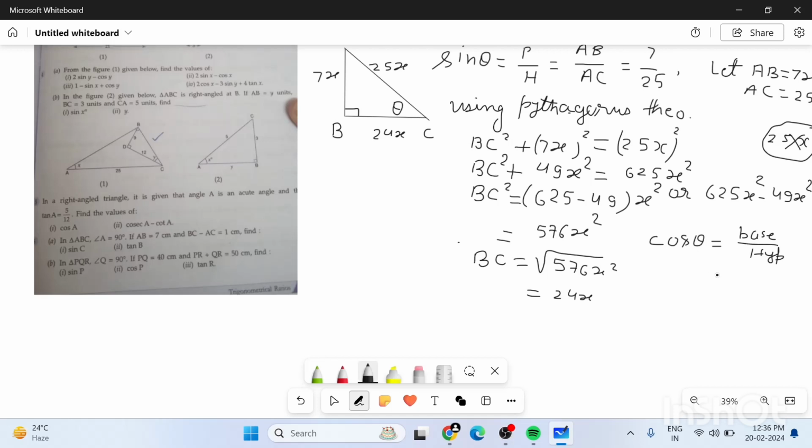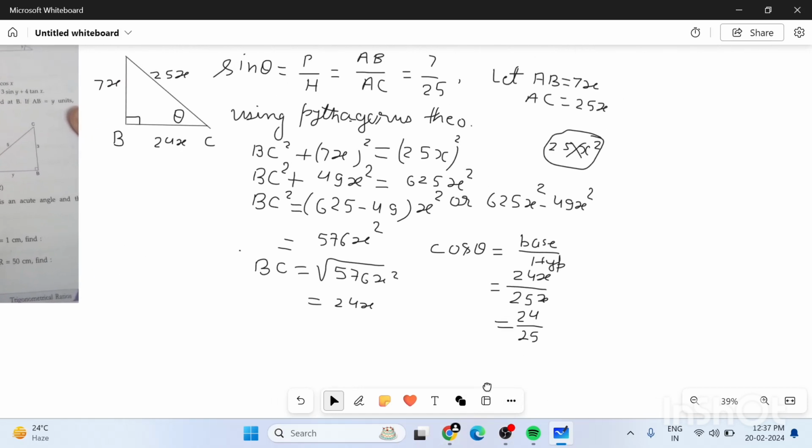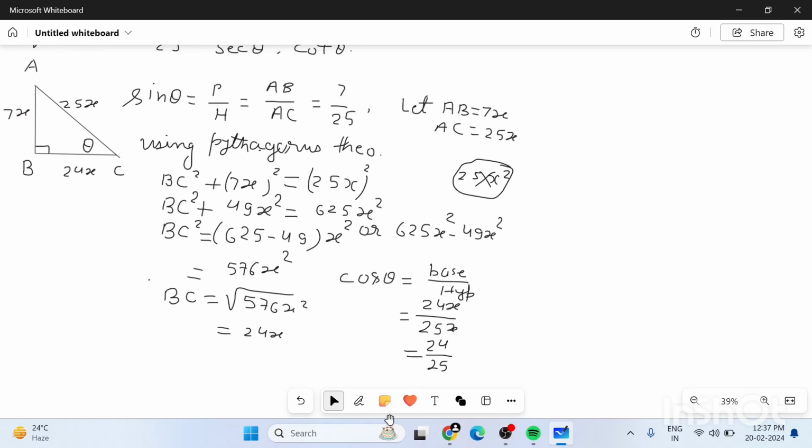Here in this particular question, your base is given as 24x and the hypotenuse is 25x. So x will cancel, and the value of cos theta will become 24/25. Similarly, you can go for other values in this question.